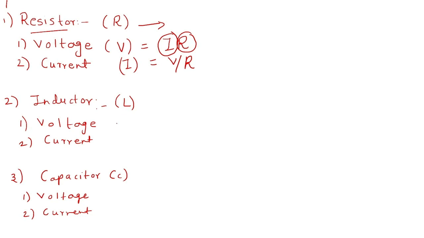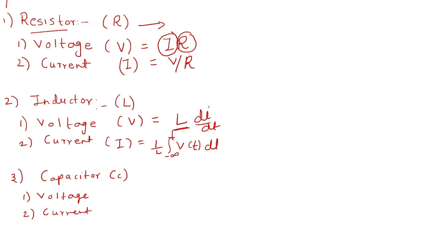Now, for an inductor, V is equal to L into di by dt, where L is the inductor and i is the current in the differentiated form. Similarly, I is equal to 1 by L integration from minus infinity to t of V(t) dt. I hope I am very clear with these formulas which I am telling you.